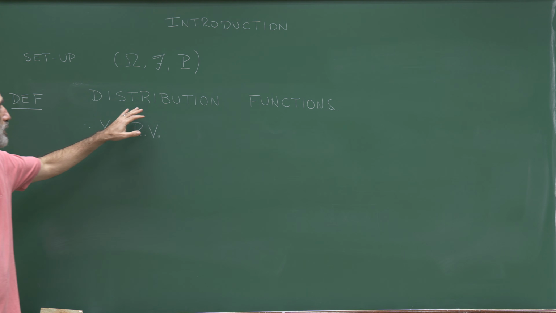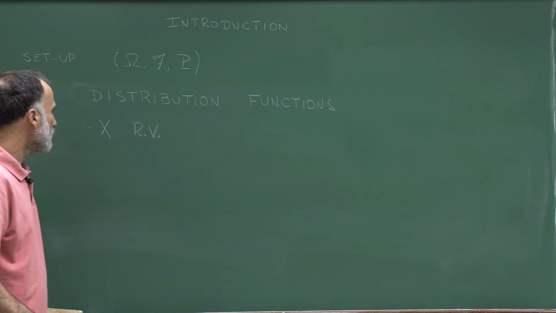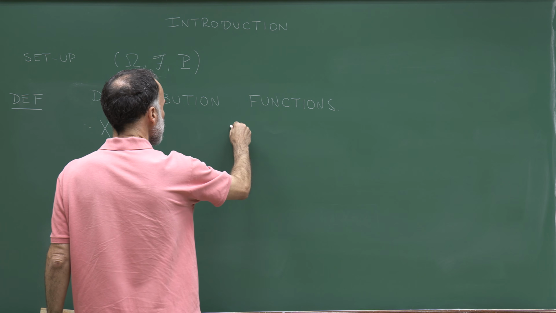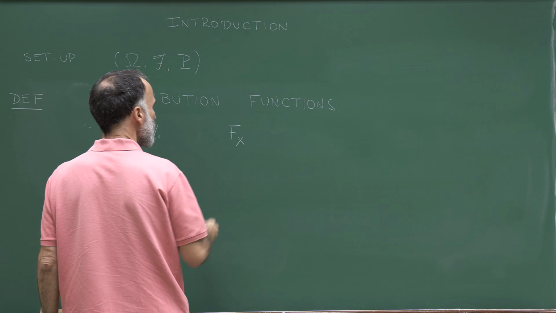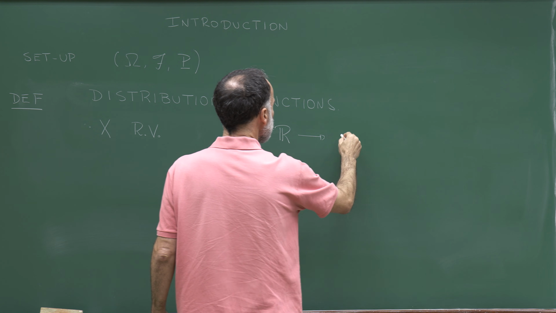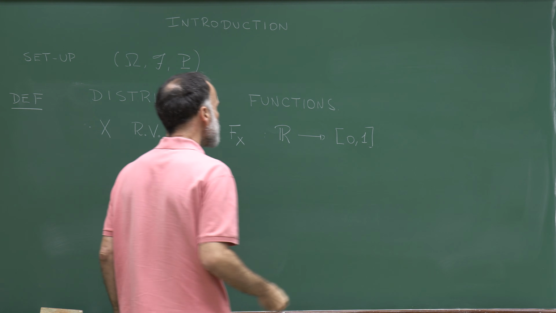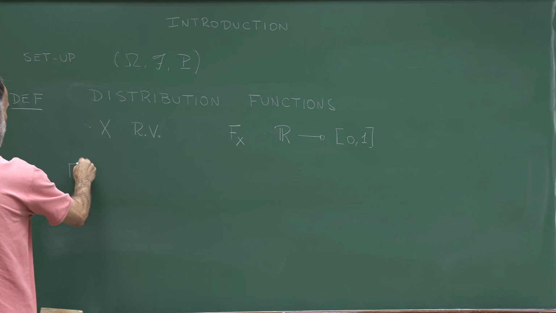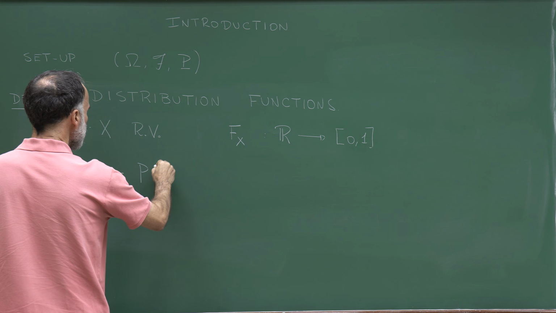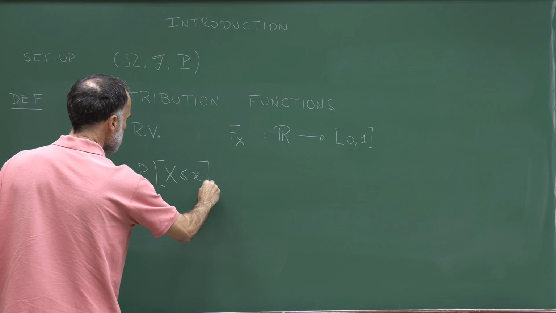Now I will define the distribution functions. So fix again a random variable X defined on a measure space. And I will define the distribution function associated to X, and I will represent that by F of X. So this is a function from R to the interval [0, 1], and which is defined as follows. So F_X of x is the probability that X is less than or equal to x.